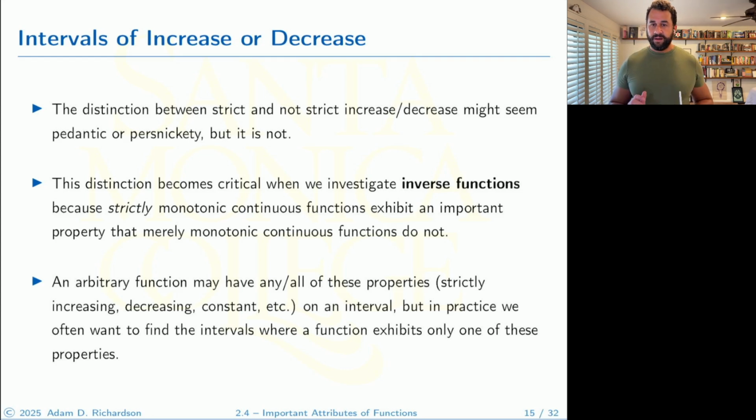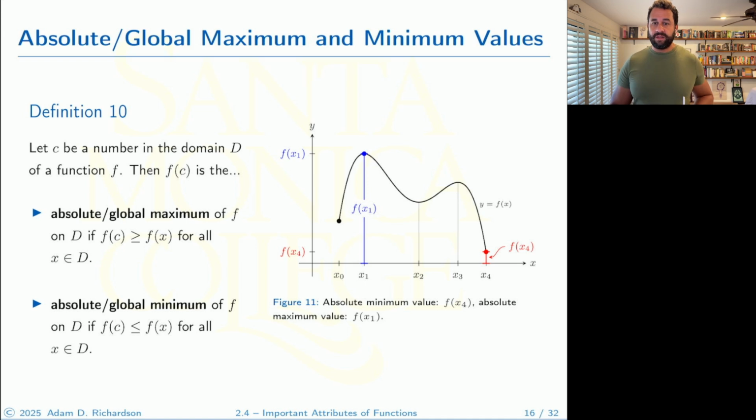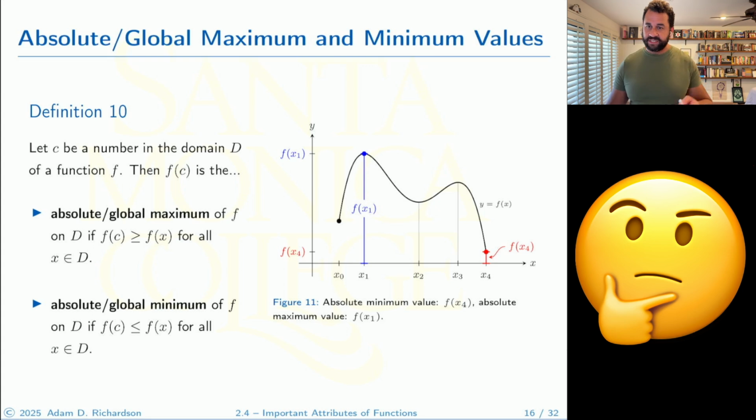All right. So next, let's talk about absolute or global maximum and minimum values. So here it is, and I've got some nice pictures here. Let c be a number in the domain D of a function f. Then f of c is the absolute or global maximum of f on its domain if the output f of c is greater than or equal to the output f of x for all x in the domain, right? Just ponder that for a moment.